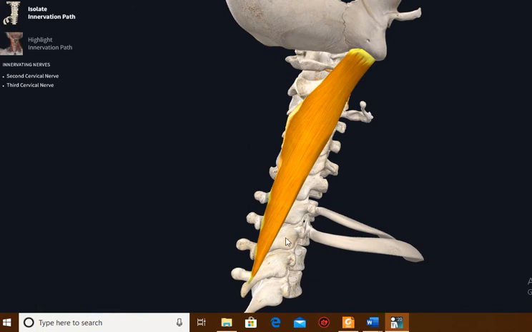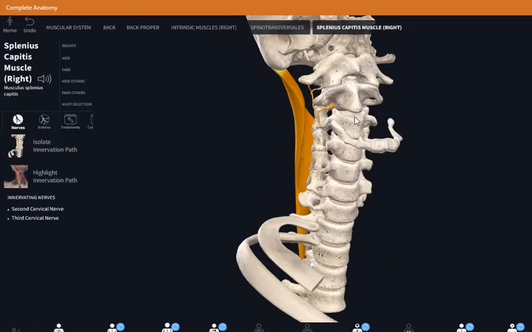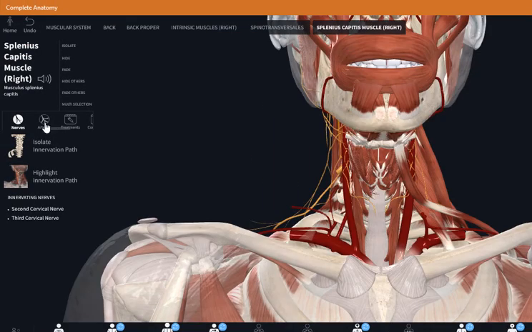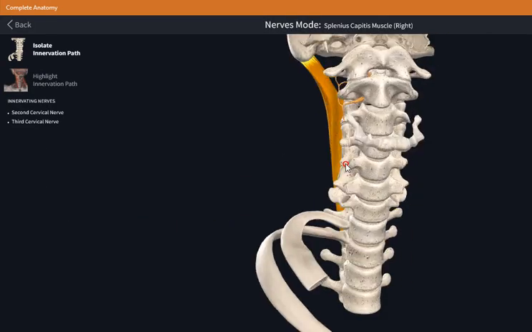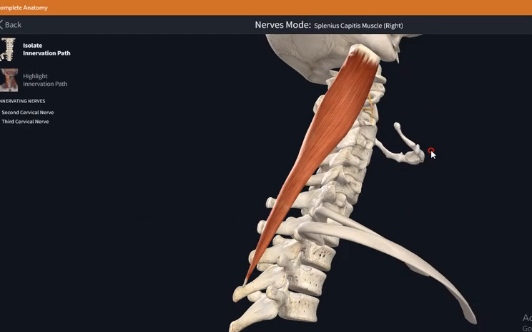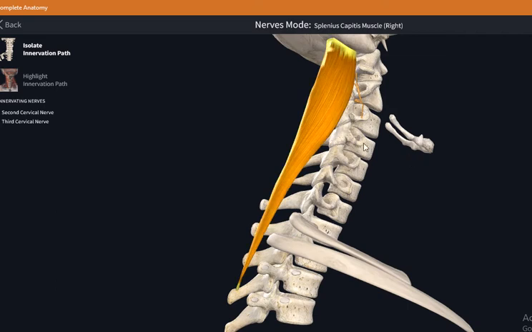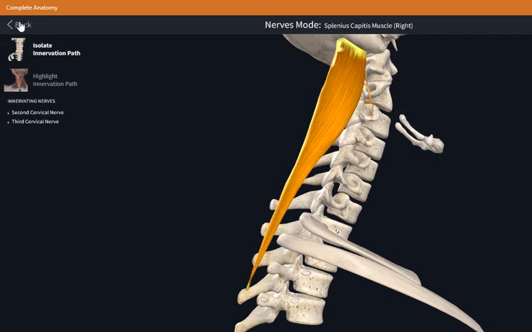This is T1, T2, T3. So it involves from C2, C3 to T3. So you have it. And now the nerve, we said the nervous supply will be from here. We have the second cervical nerve and the third cervical nerve.